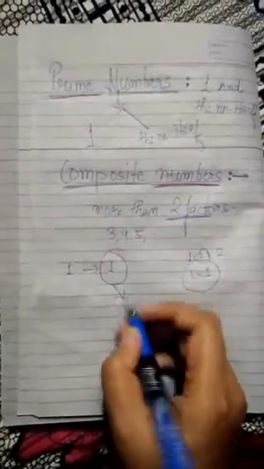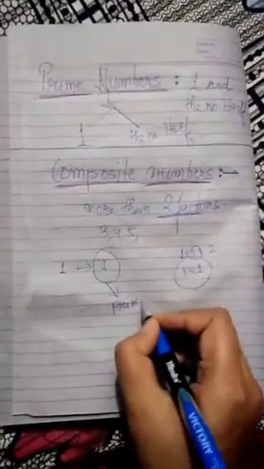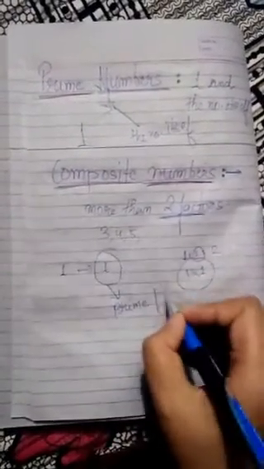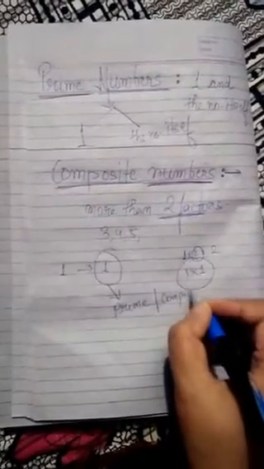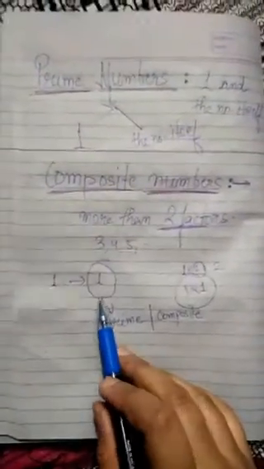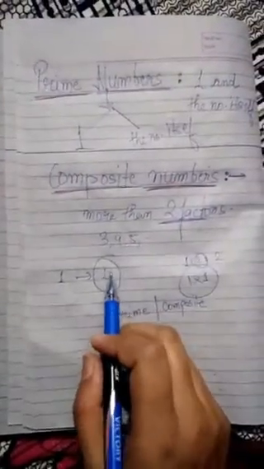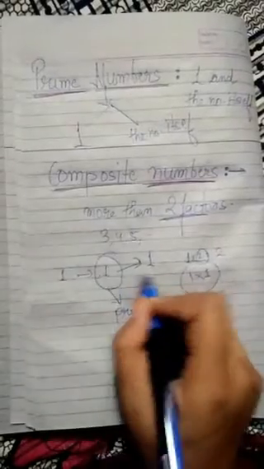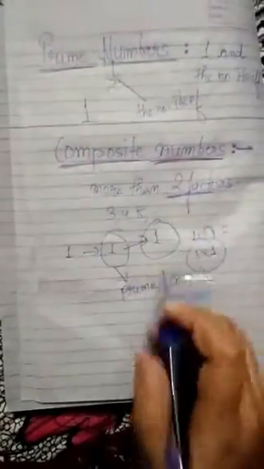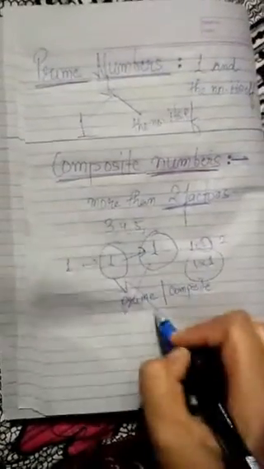1 is not a prime number and not a composite number. What is the reason for it? Because prime numbers always have two factors, 1 and the number itself, but 1 has only one factor, which is itself. Prime numbers always have two factors, but here is only one factor. Hence 1 is neither a prime number nor a composite number.